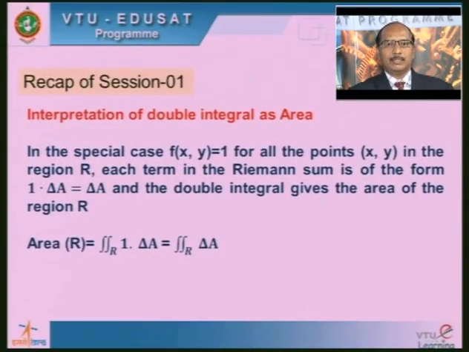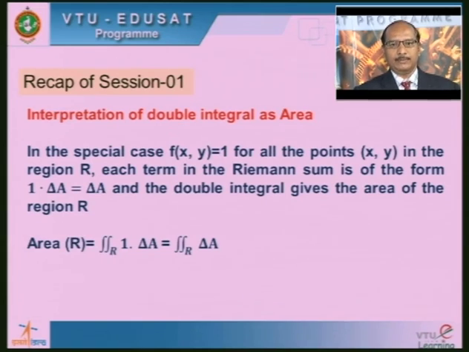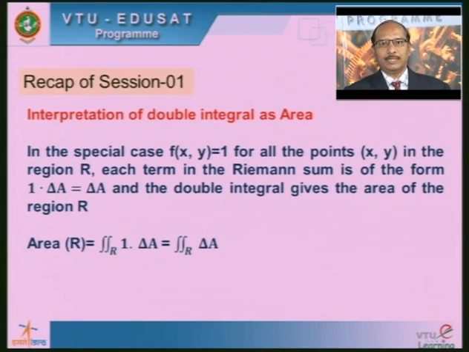And you can interpret the double integral as area also. In the special case, if the function f(x,y) is equal to 1 for all points (x,y), which means it is a constant function, for any x and y, f(x,y) is 1 in the region R. So each term in the Riemann sum is of the form 1 times delta A, which becomes delta A, and the double integral gives the area of that region. That is the interpretation of the double integral as an area.